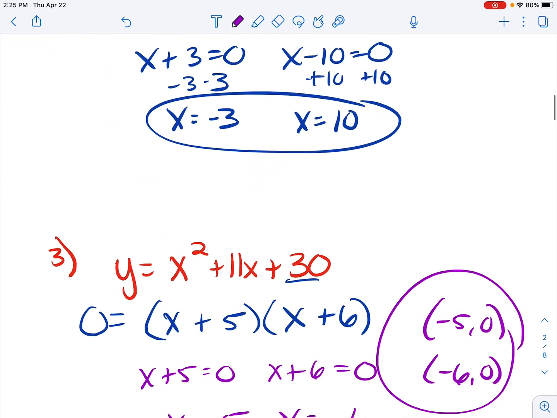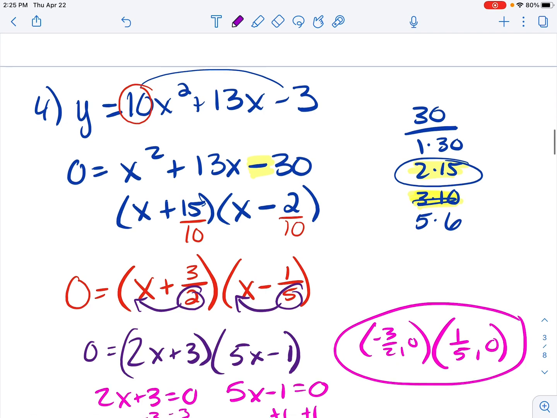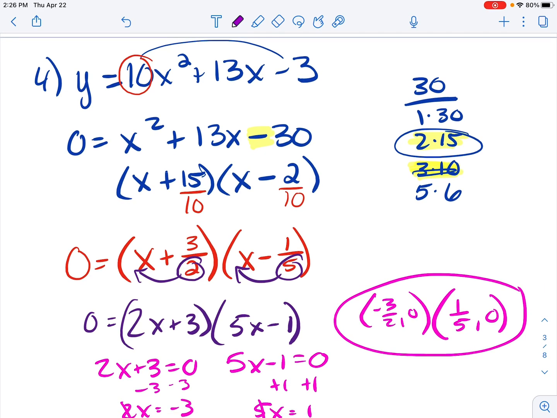Okay, it works the exact same way if a is greater than 1. Here's an example for that. If a is greater than 1 and we use our Kung Fu method, we still get down to the same thing right here where we have our 2 factors. And then what did we do? We took each factor and we set it equal to 0 to solve.